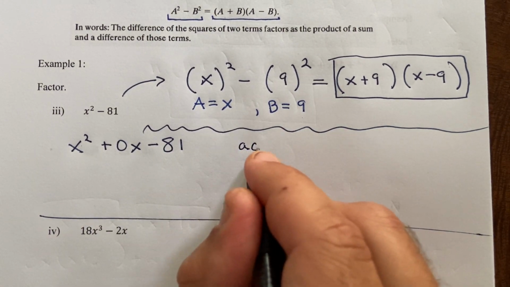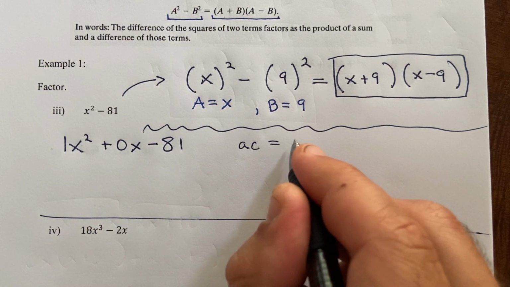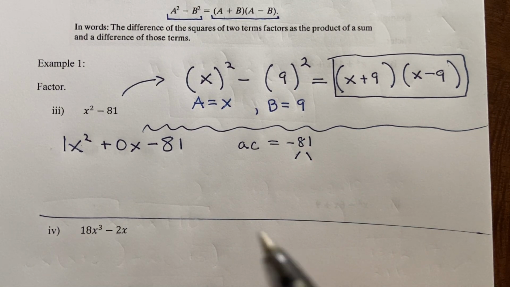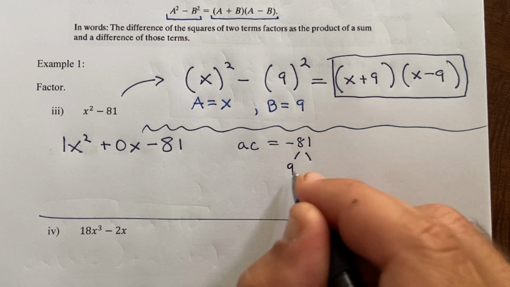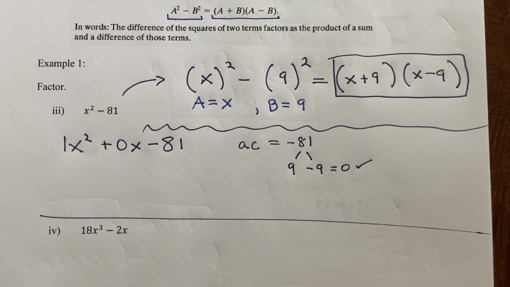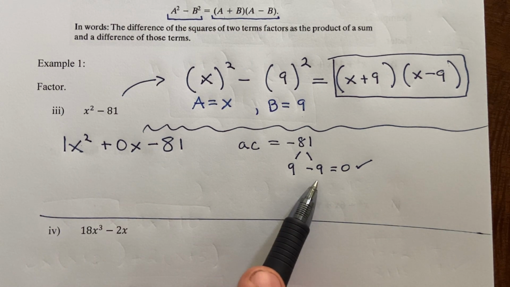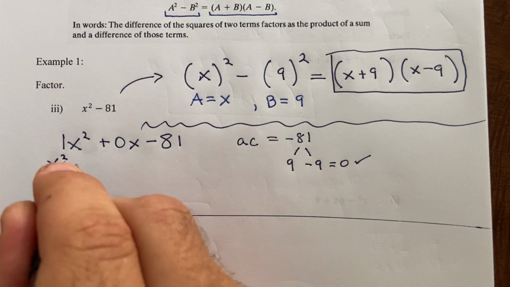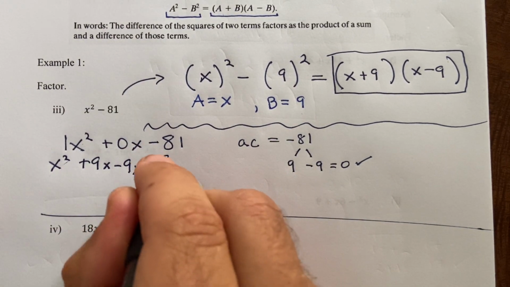So you can do the a times c approach. A is 1, c is negative 81. So a times c is negative 81. Factor negative 81 and try to add up to 0. So we'd have 9 and negative 9. Okay, then rewrite 0x using 9 and negative 9 as coefficients. So x squared and then plus 9x minus 9x minus 81.